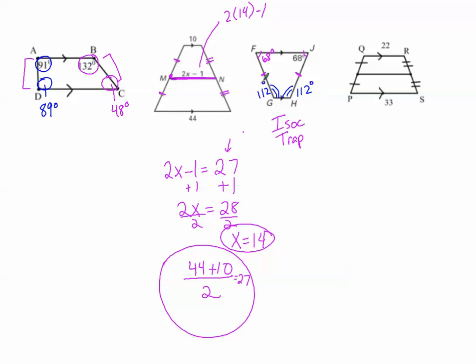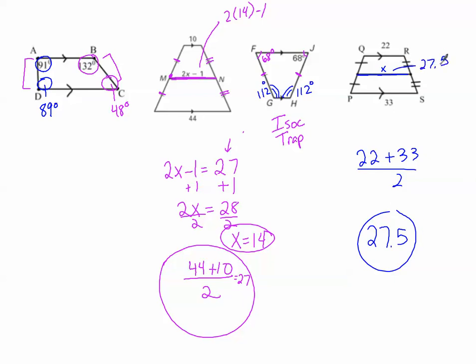Last one. I want to find the mid-segment. I can just say that's x. I know that it is the average of the two bases. 22 plus 33 divided by 2, that's 55 divided by 2, 27.5. So this is 27.5. Again, I know that it's talking about the mid-segment because I can see that it bisects these legs.